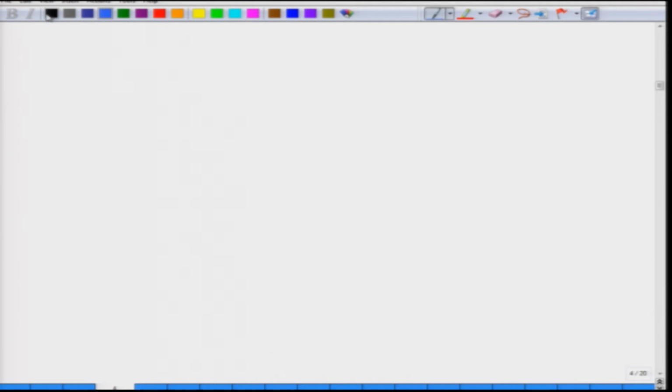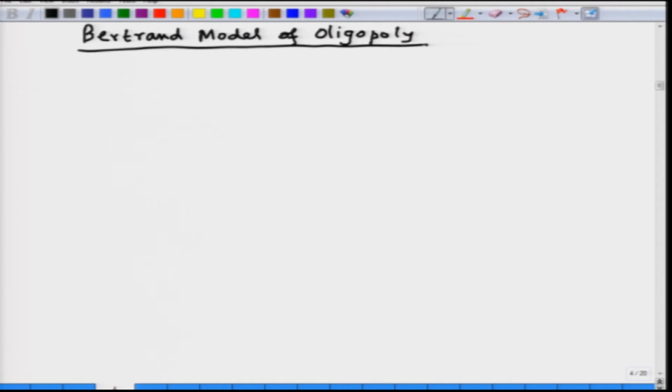Now, let us move on. So, now let us think of a different model, which is the Bertrand model of oligopoly. In the previous model, which is the Cournot model, the two firms were simultaneously choosing the quantity and the price was determined from the inverse demand curve. In the Bertrand model, the two firms are going to be simultaneously choosing the price and they produce enough output to meet the market demand.